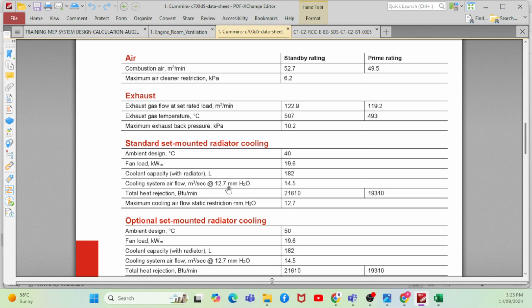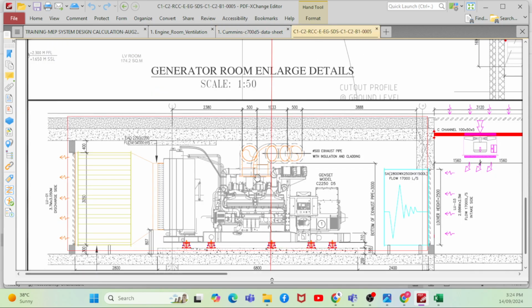But only one thing you note down: the generator radiator fan can handle a maximum of 12.7 mm H2O, which is nothing but 127 Pascal. That is the maximum pressure drop that the fan can handle.